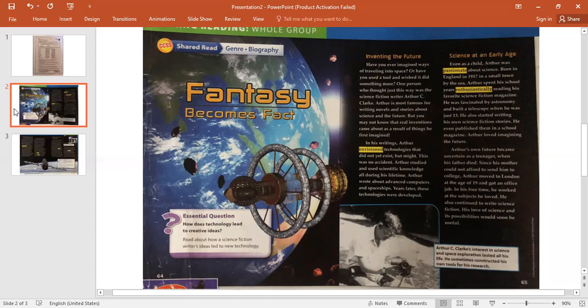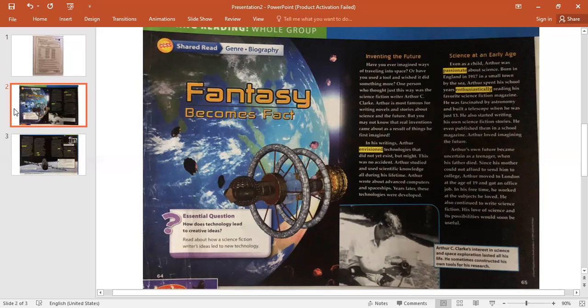In his writings, Arthur envisioned technologies that did not yet exist, but might. This was no accident. Arthur studied and used scientific knowledge all during his lifetime. Arthur wrote about advanced computers and spaceships. Years later, these technologies were developed. Science at an early age.